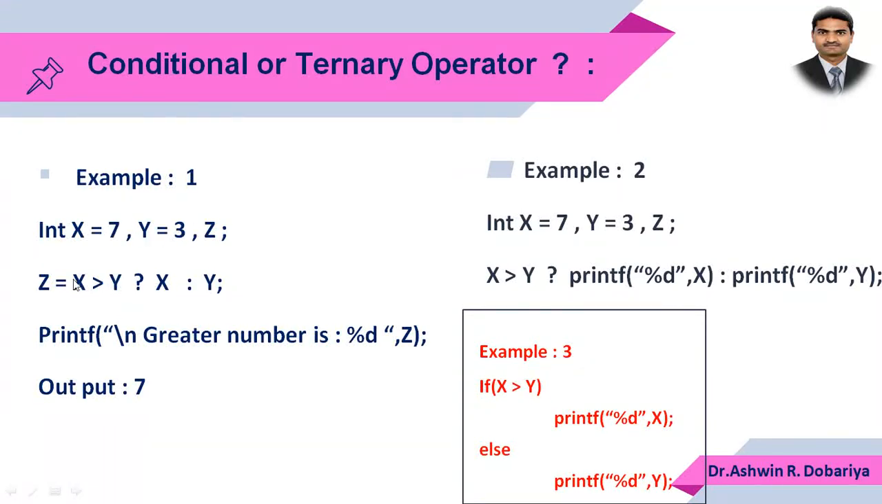Then see here, the value of x is greater according to this. 7 is greater than 3. So this condition becomes true, then it will return the value of x. What is the value of x? 7. So 7 will be returned to z.